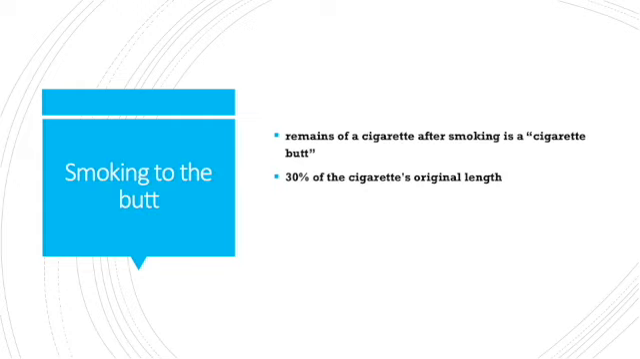What is smoking to the butt? Well, some patients will smoke right till the very end of their cigarette. That's called smoking to the butt, and this end contains a lot of ash, a lot of nicotine and tar, so it is highly dangerous. And 30% of a cigarette's original length is the butt, so a person who's smoking to the butt has more exposure.